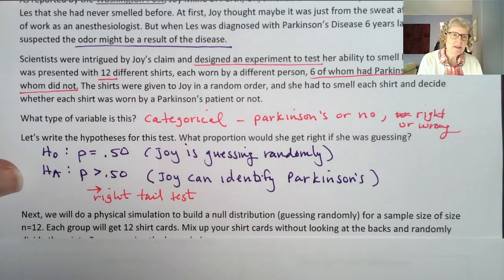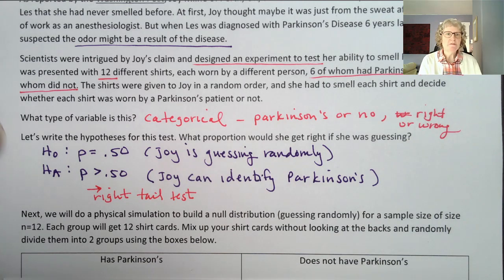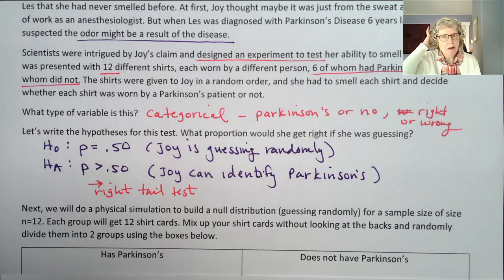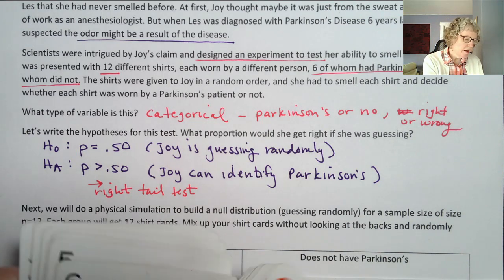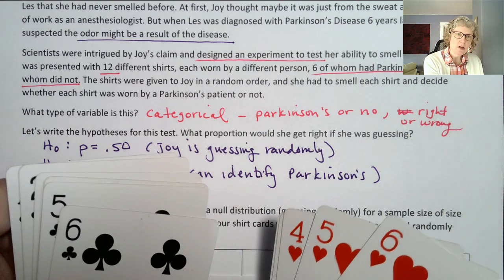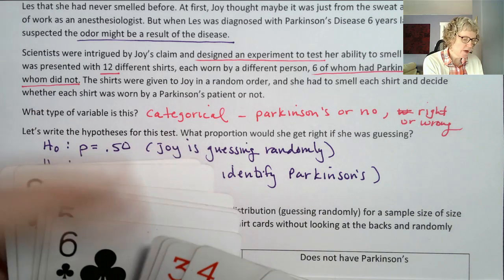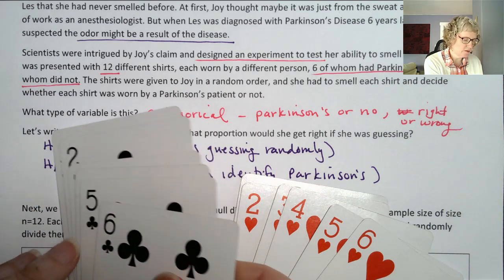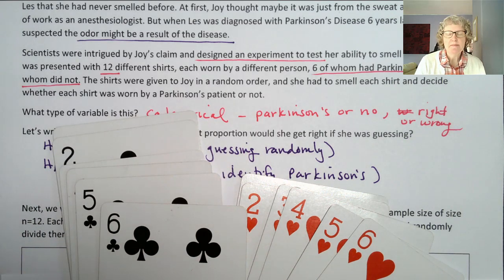Okay, so in this video, we're going to do a physical simulation. We'll do this a couple times through the term. It will be really helpful if you have 12 of something, so you can pause and get this. What I have are 12 cards, and half are red and half are black. They don't have to be the same suit, 1 through 6. I just did that for ease. So you could have 12 coins, or you could have 1 coin and flip it 12 times.